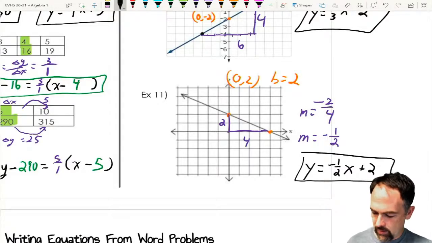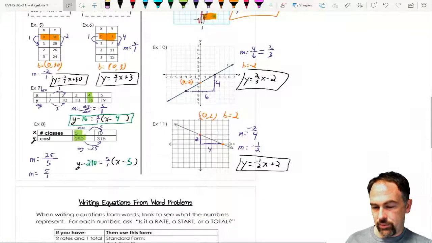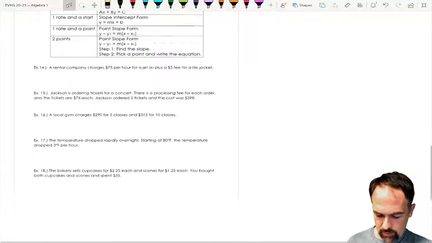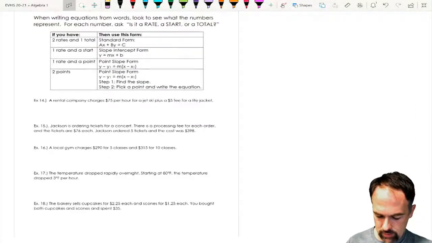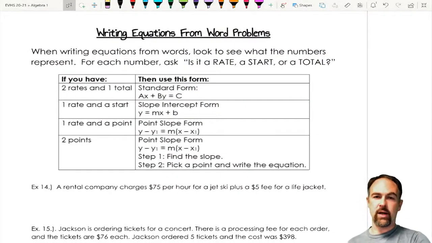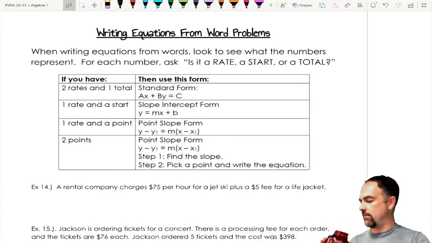So, doing pretty good so far. One more page of notes, and we've got 1, 2, 3, 4, 5 examples. You're doing good. Let's just go ahead and push through. If you're watching this at home, take a break if you need to. Hit that pause button, and then come back to it in a second.